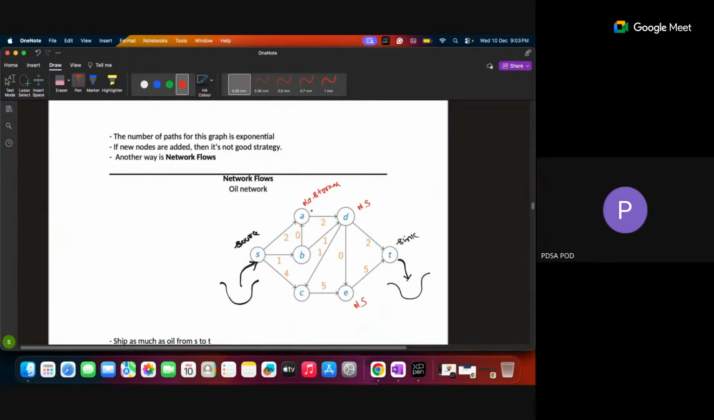We don't have any storage in the vertices A, D, B, C, and E. Whatever flow is there, it's picked up and sent on. The question is the maximum flow allowed from the source vertex S to the sink node T. What is the maximum flow allowed? It is pretty simple.